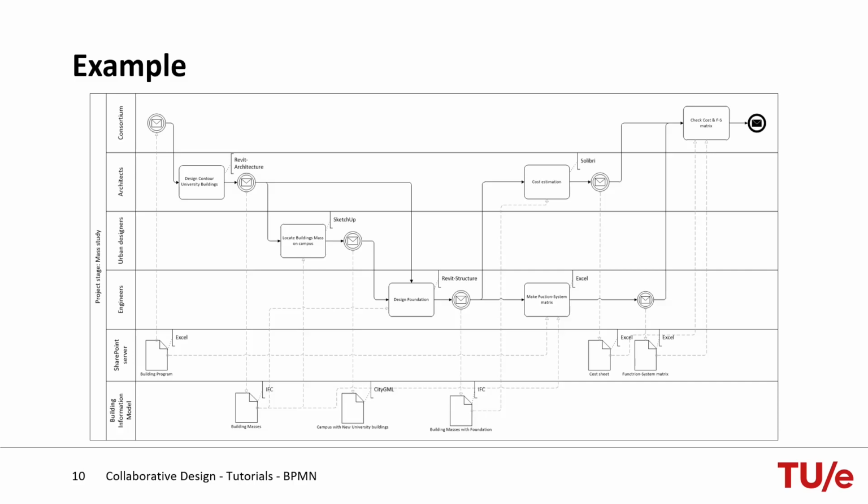Then, finally, the consortium will perform the last step. They will check whether the costs exceed the requirements that were set up front, which are stored in the building program. And they will also check the function system matrix against requirements that were set in the building program. They also will read it as input for their activity, and that concludes this process part.